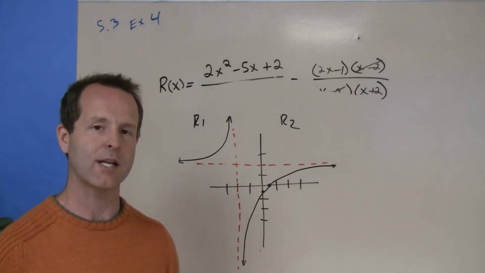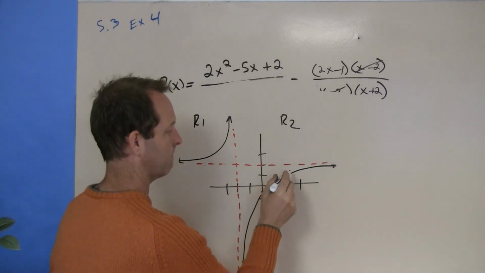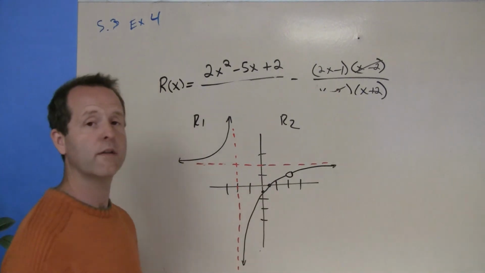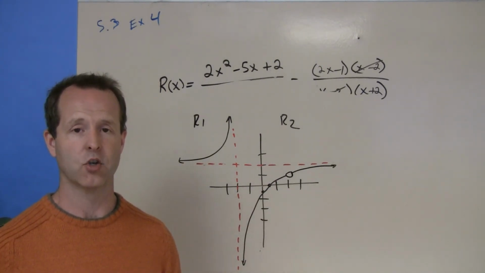Remember, the point x equals 2 was undefined. So right here at 2, I have a hole in the graph. And that's to designate that it was also a value that had a domain restriction.